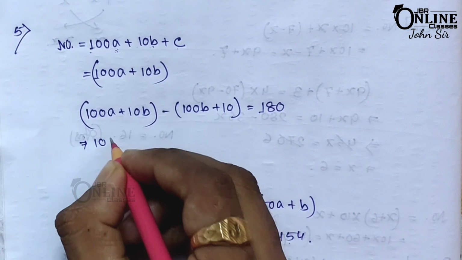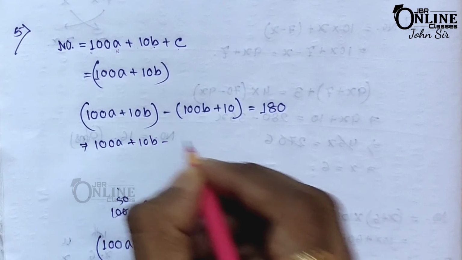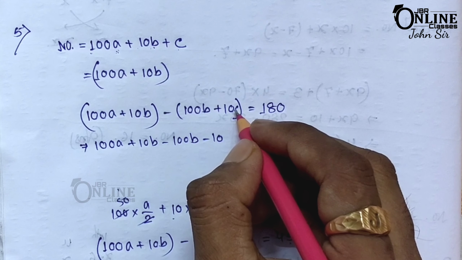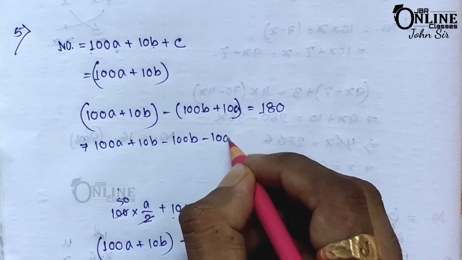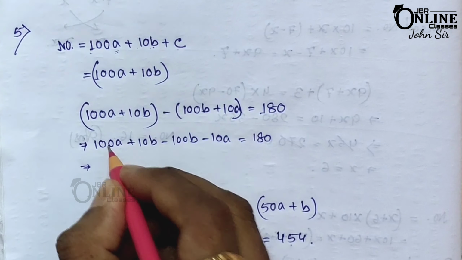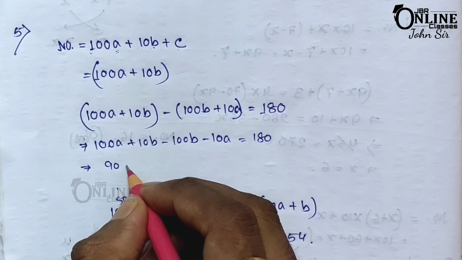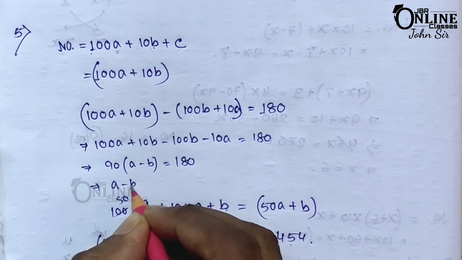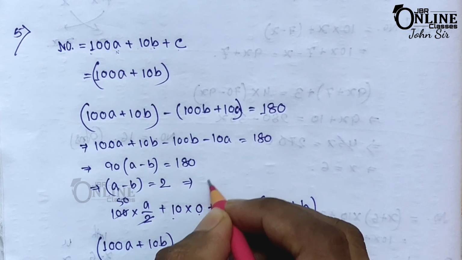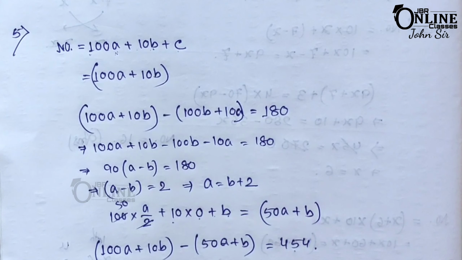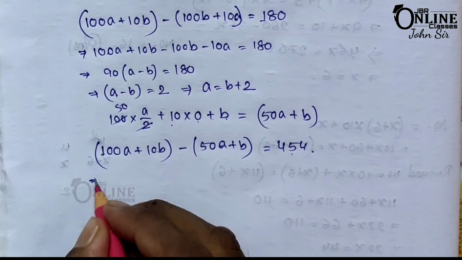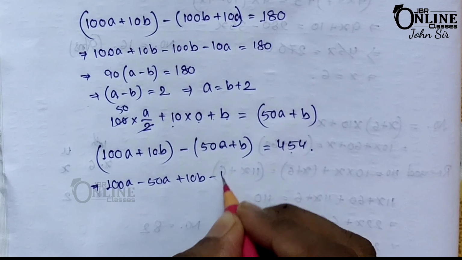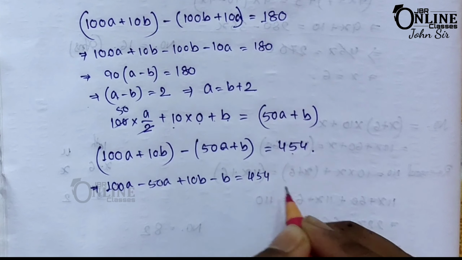So to solve this one, 100A plus 10B minus 100B minus 10A, that equal to 180. So 90A minus 90B, 90 common, A minus B, that equal to 180. So here A minus B equal to 2. Now A minus B equal to 2, that means A equal to B plus 2. Clear? And now 100A minus 50A plus 10B minus B, that equal to 454.